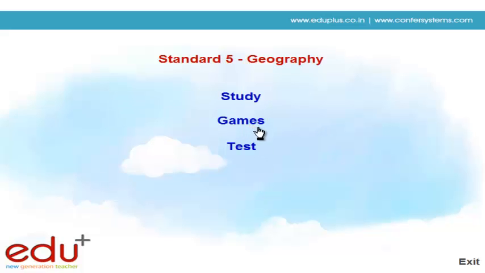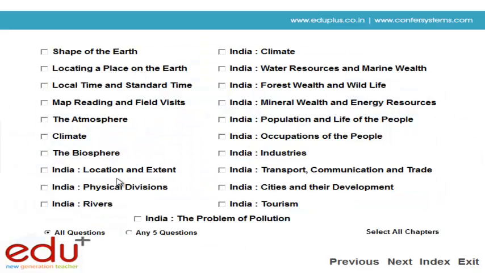After finishing the game section, we turn to the next section, test. Here, all the topics in geography are given. Also, we are covering questions and answers for all topics. For example, we see the topic Shape of the Earth and select any one option, such as all questions or any 5 questions. We select any 5 questions.